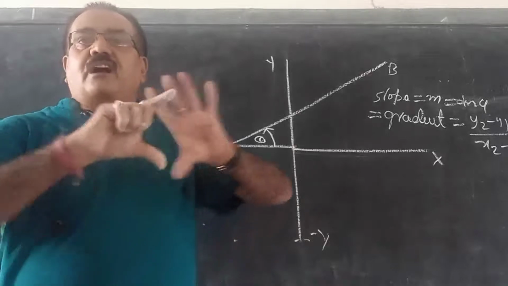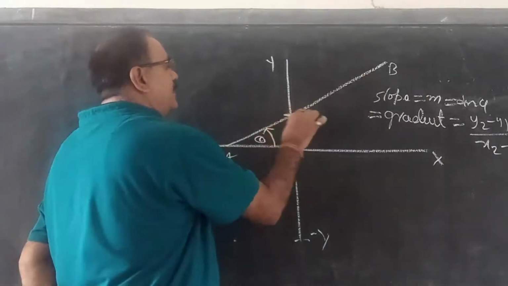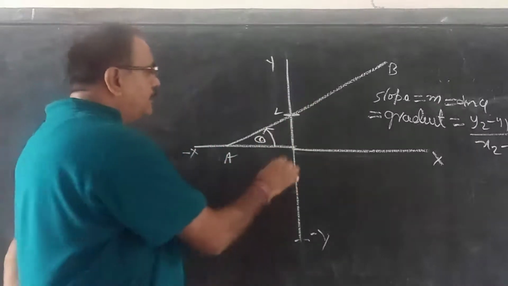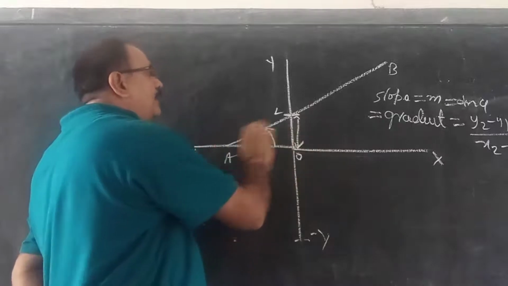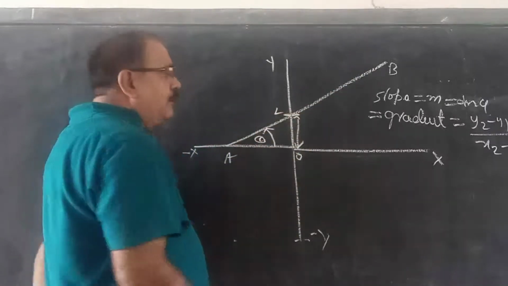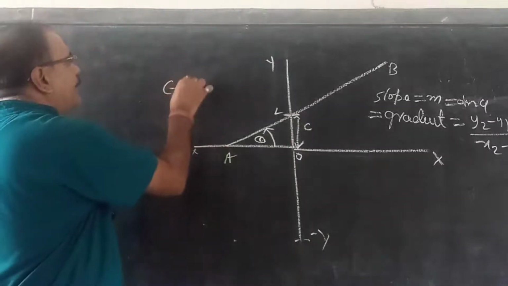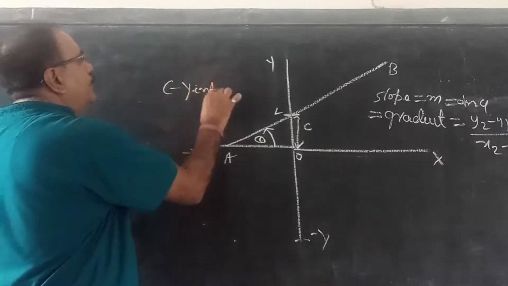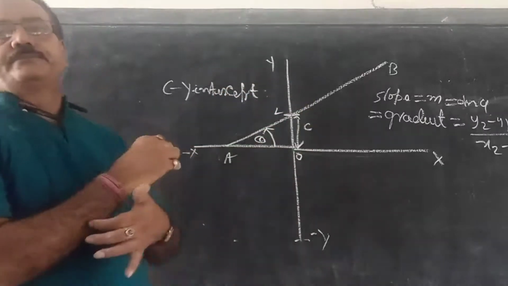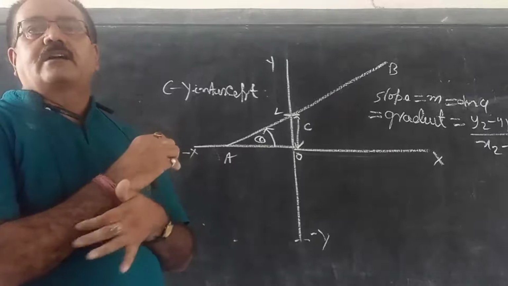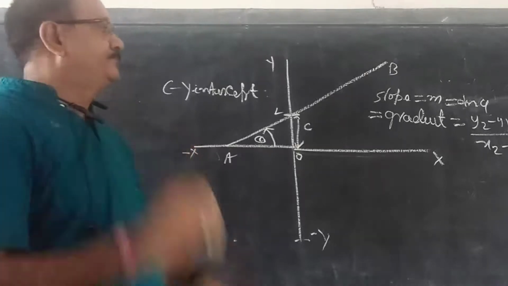And the line which cuts the y-axis. See, this line cuts the y-axis at L. Then this is origin O. This much portion is cut by the line AB on the y-axis. This is denoted by c, known as y-intercept. What we say? Y-intercept, and that is denoted by c. So if a line cuts on the y-axis, that is known as y-intercept, and it is denoted by c.